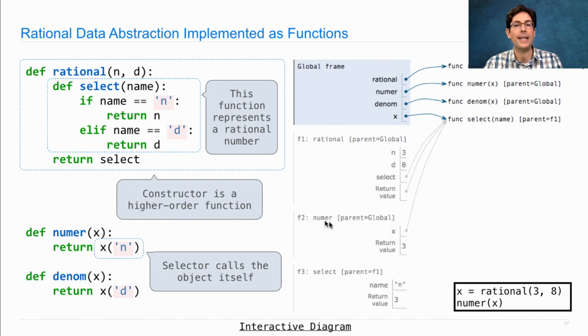Once we have x, we can ask for its numerator, which creates a new frame in which x is bound to the select function. The body of numer says that we're supposed to call x on n, so that's exactly what happens in this third frame, f3, where name is bound to n, the body of select is executed, name is n, and so it returns n. Looking here, we see that the name n is not defined, but if we look in the parent f1, n is bound to 3, and so that's what's returned.